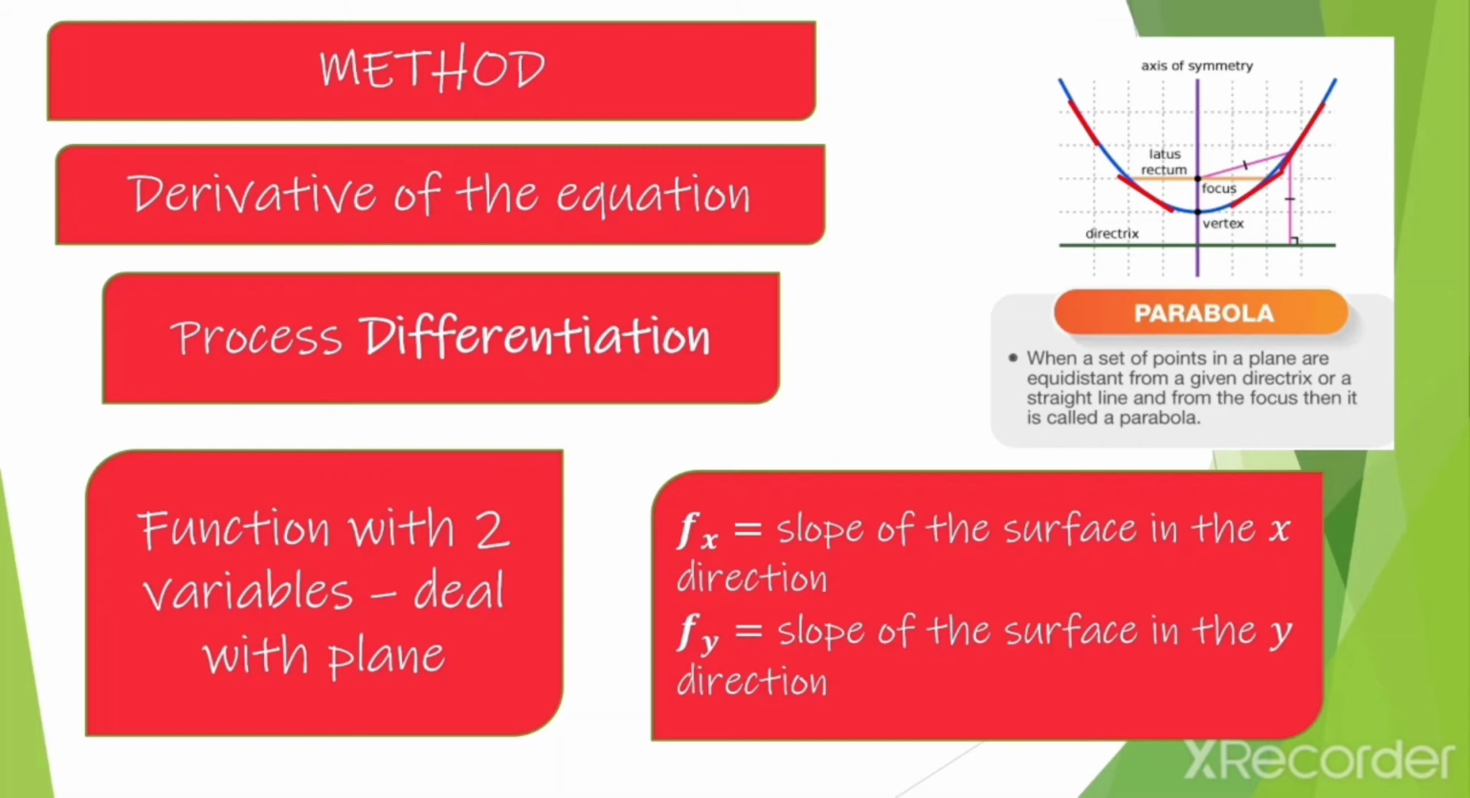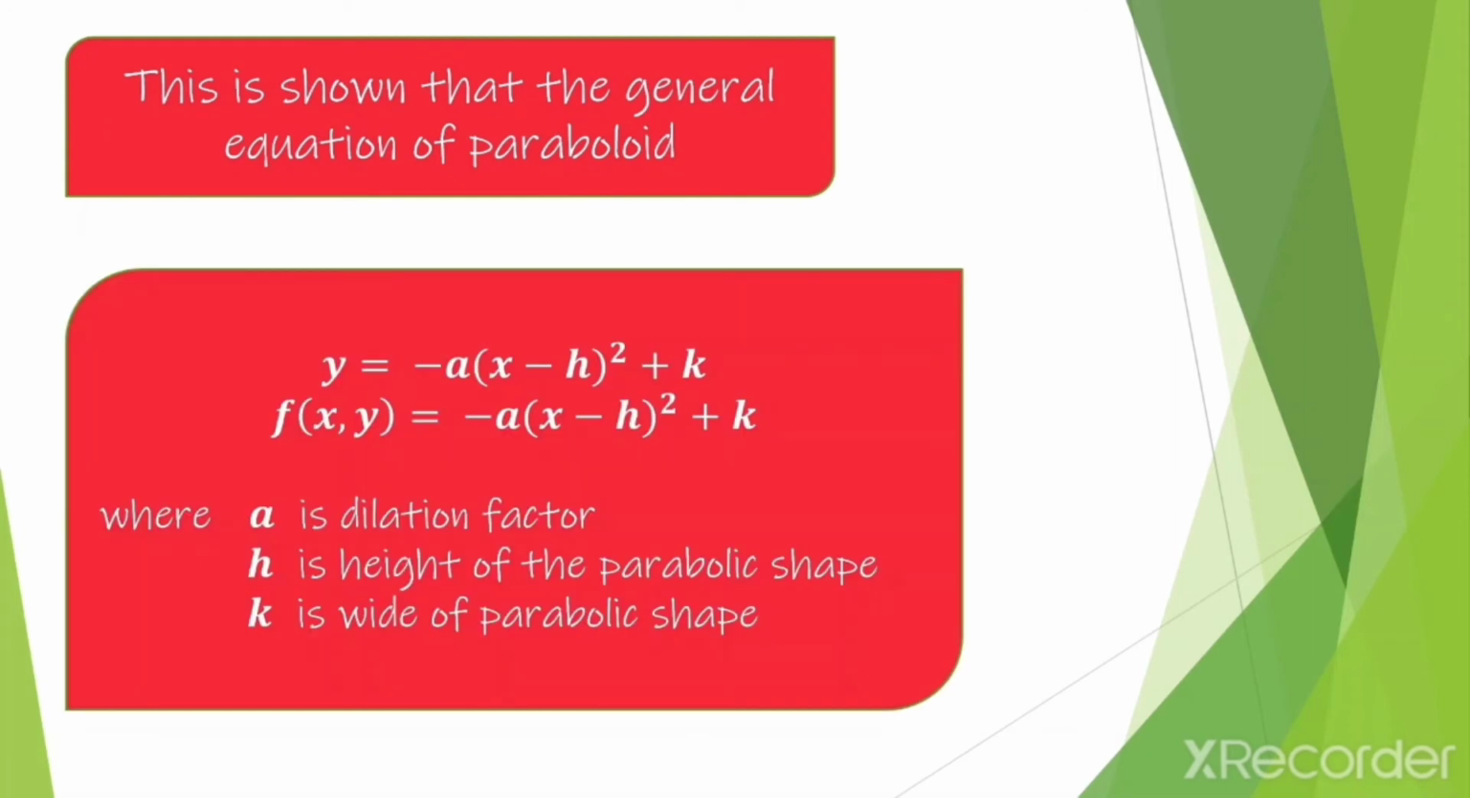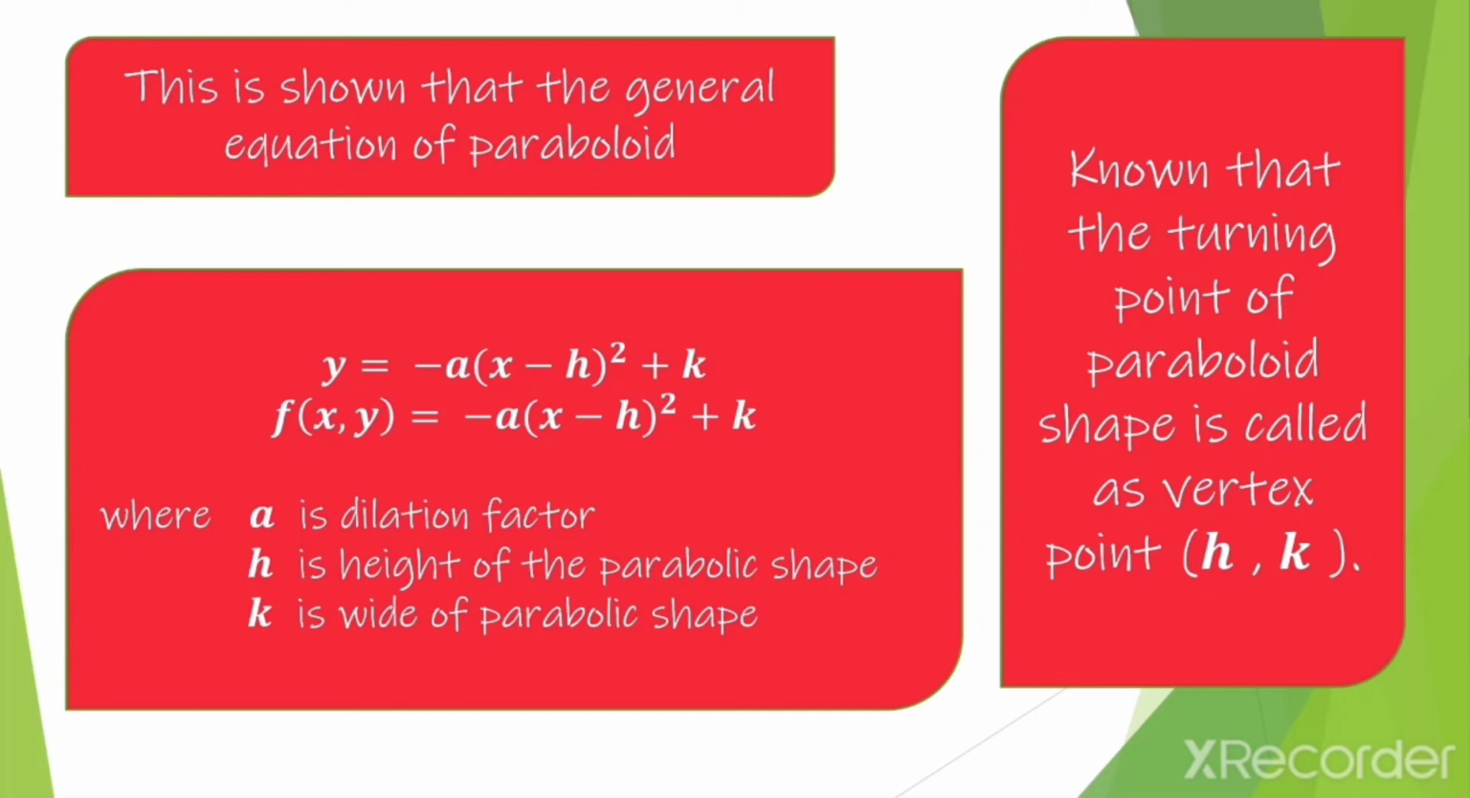This shows the general equation of a parabola: y equals negative a times (x minus h) power of 2 plus k. When we have two variables in the equation, we just change y to f with respect to x and y, where a is the direction factor, h is the x-coordinate of the parabolic shape, and k is the y-coordinate of the parabolic shape. Note that the turning point of the paraboloid shape is called the vertex point, (h, k).